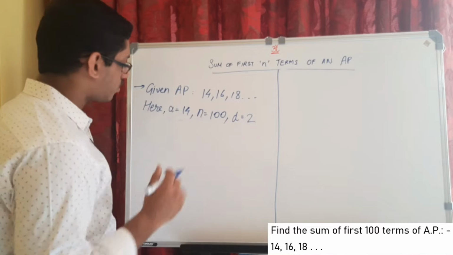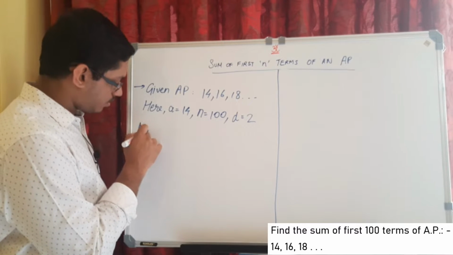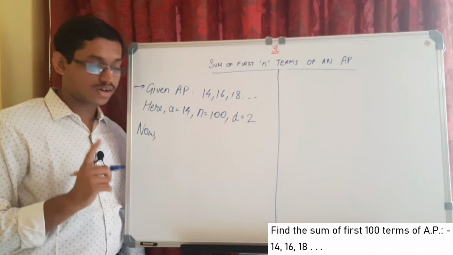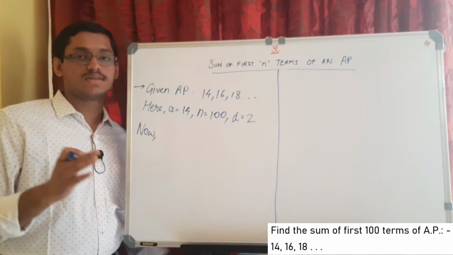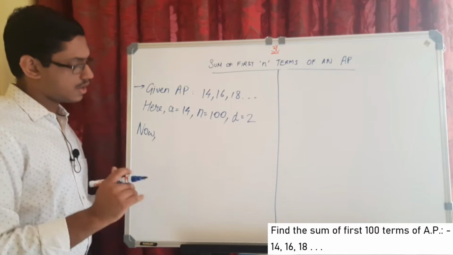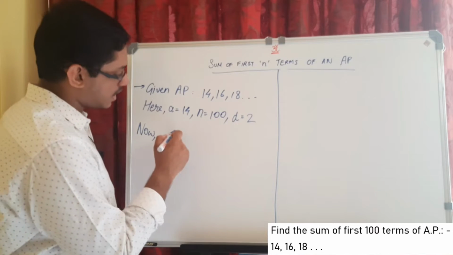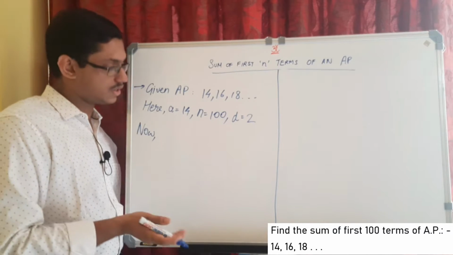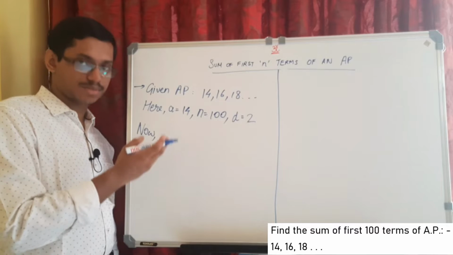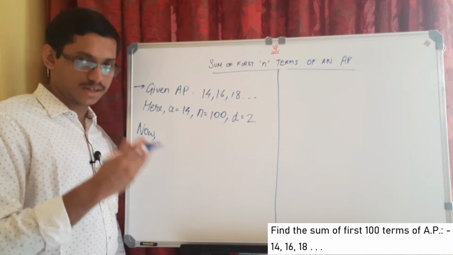So now directly apply the formula. First, write the formula. Writing the formula itself carries, I think, half marks. If you write the formula, it is going to give you half marks. Otherwise, that half mark will be cut if you directly substitute the values. That will reduce the marks.